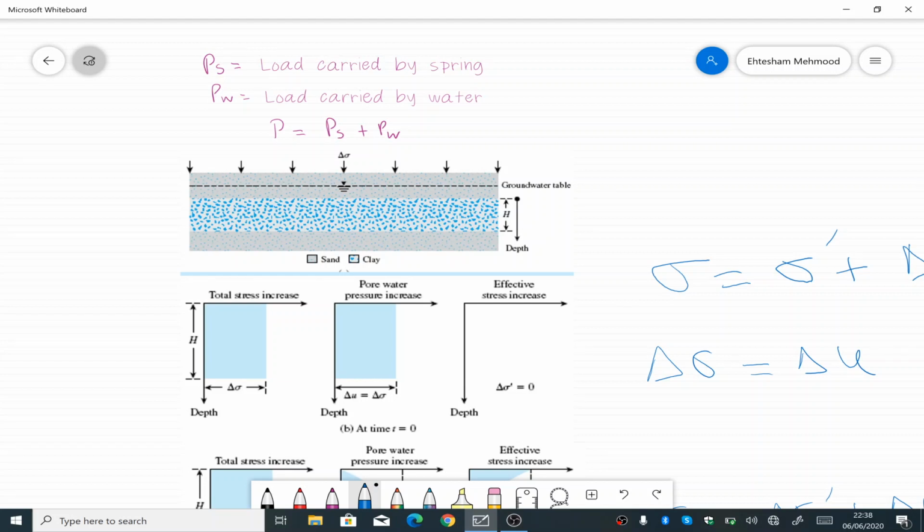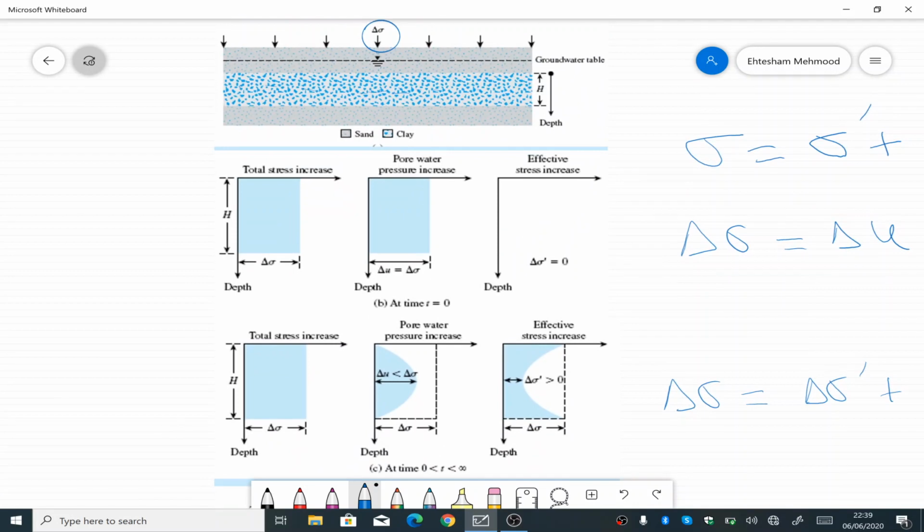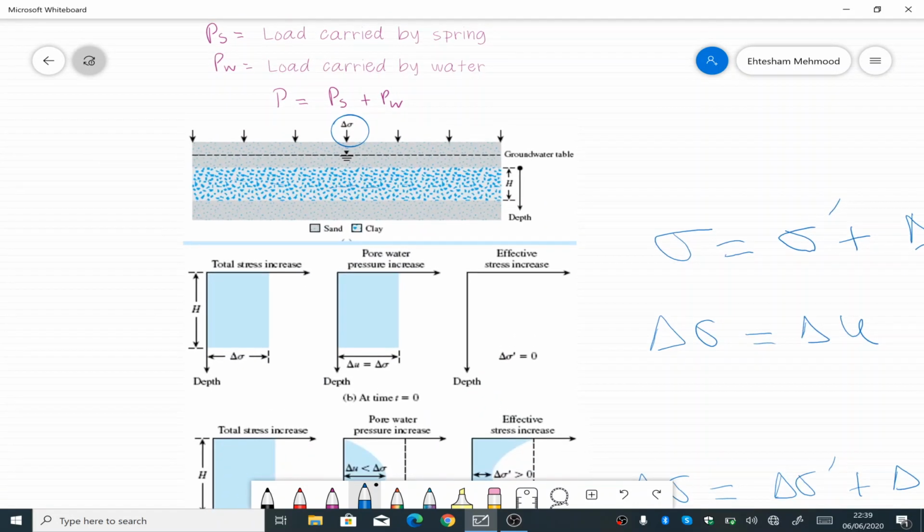Now if we consider an actual field condition where there is a clay, indicated by these blue dots and gray background, this is a saturated clay specimen and it is bounded by sand on top and the bottom. If we apply a differential stress of delta sigma on top of it, and we assume that the same amount of stress reaches the clay center, the height of the clay is h. These graphs will help us understand the condition of the soil due to the application of the delta sigma stress with time.